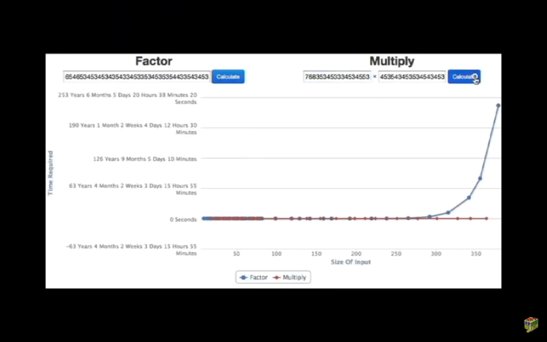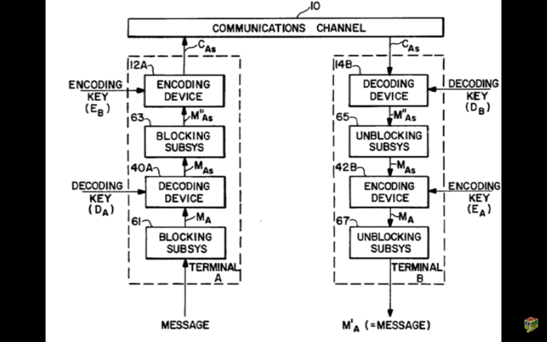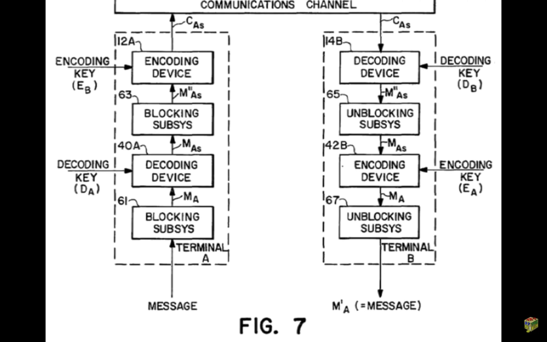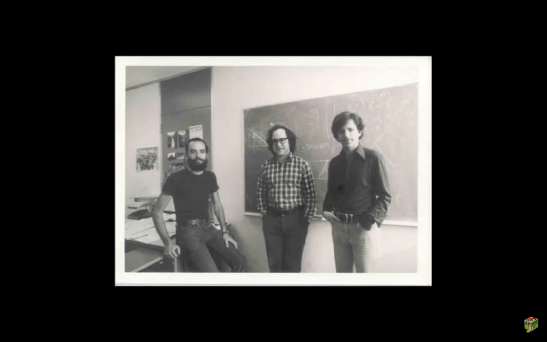If n is large enough, Alice can be sure that this will take hundreds of years even with the most powerful network of computers. This trick was immediately classified after its publication.